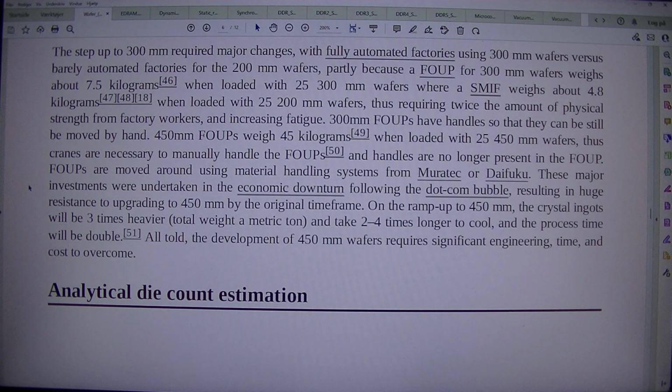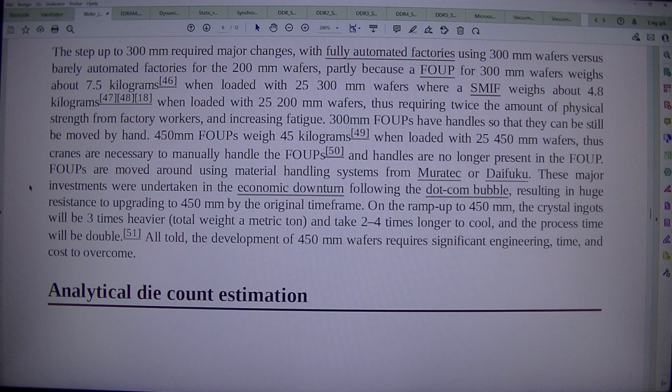On the ramp up to 450mm, the crystal ingots will be 3 times heavier, total weight a metric ton, and take 4 times longer to cool, and the process time will be double. All told, the development of 450mm wafers requires significant engineering, time, and cost to overcome.